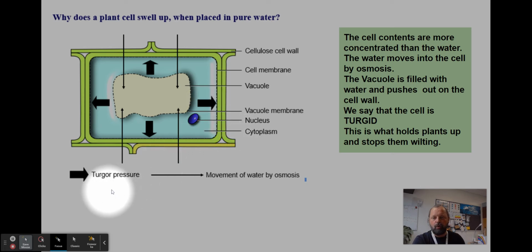So this turgor pressure is what holds very young plants up if they haven't got any wood, and the turgor pressure keeps the cells firm. We say that the cell is turgid, full of water, a turgid cell. This is what stops plants from wilting.